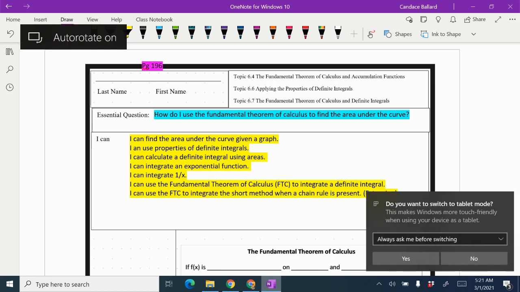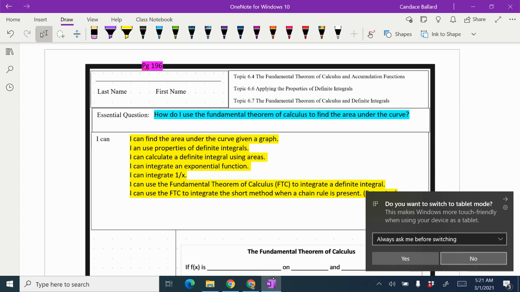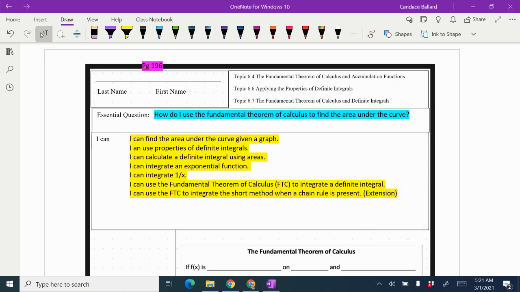In this video, we're going to combine these lessons, topics 6.6, 6.4, and 6.7, all dealing with the fundamental theorem and applying properties of definite integrals. So how to use the fundamental theorem of calculus to find the area under the curve is our essential question.